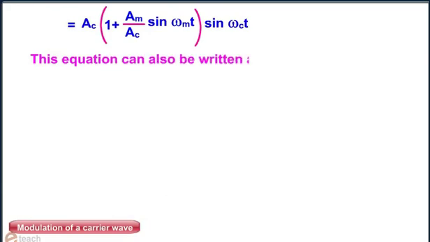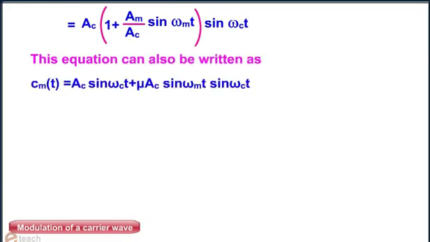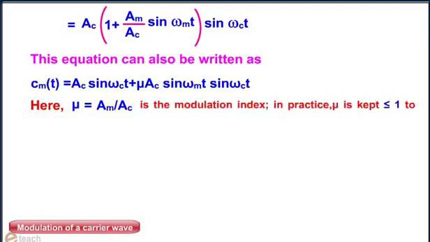This equation can also be written as cm(t) equals Ac sin(ωc t) plus μ Ac sin(ωm t) sin(ωc t). Here μ equals Am/Ac is the modulation index. In practice, μ is kept less than or equal to 1 to avoid distortion.